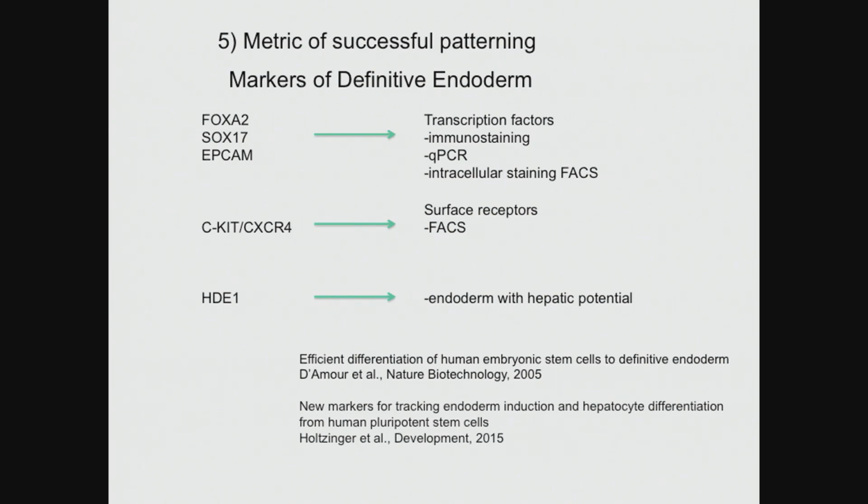We like this just because of its simplicity. The c-Kit and CXCR4, 2 surface receptors that are co-expressed when the cells are definitive endoderm. And I'll show you some examples of that in a few slides. There are a few other antibodies or surface markers that have been discovered, such as from Gordon Keller's group, that are supposed to identify discrete subpopulations. I'd love to find one for the lung. But for example, this HDE1 is proposed to identify the population of cells within your cultures that's liver competent.